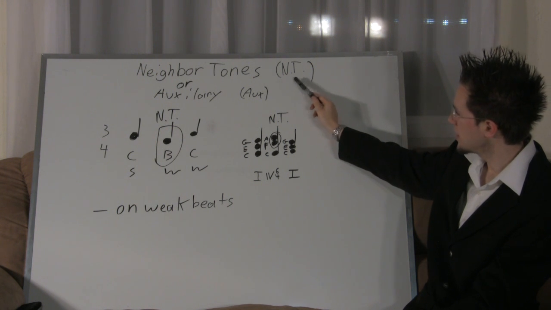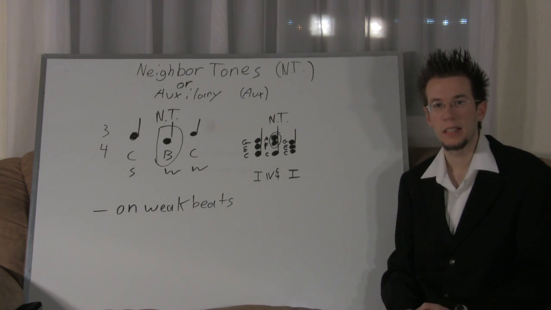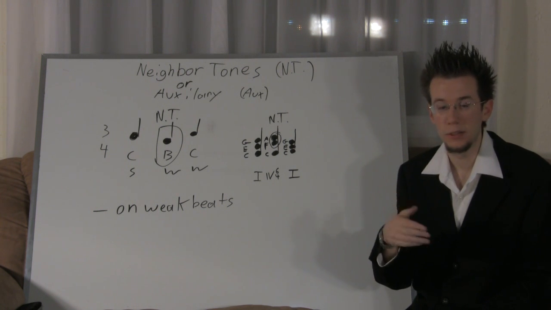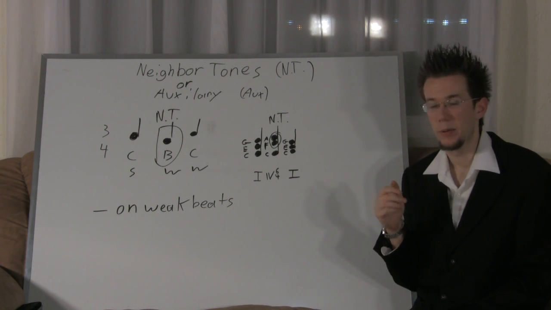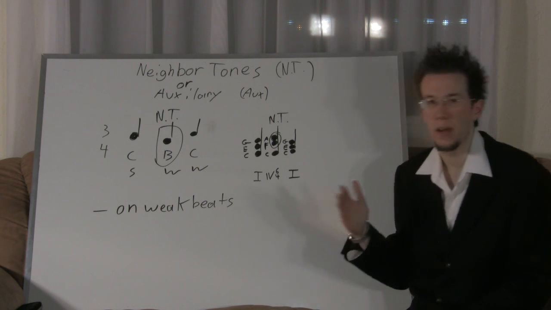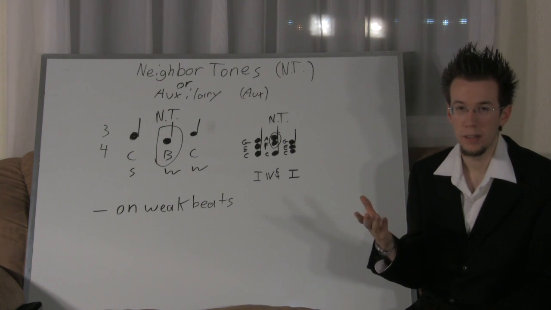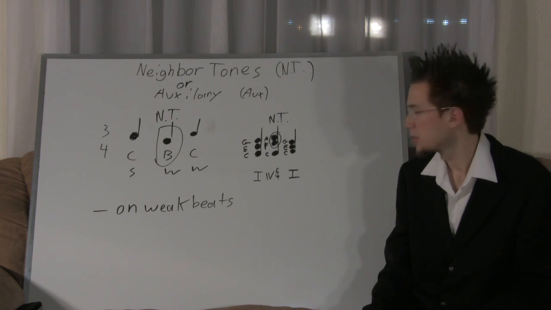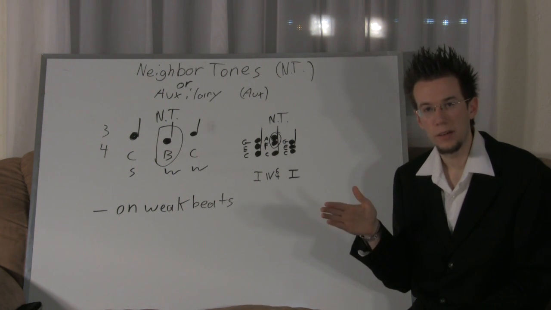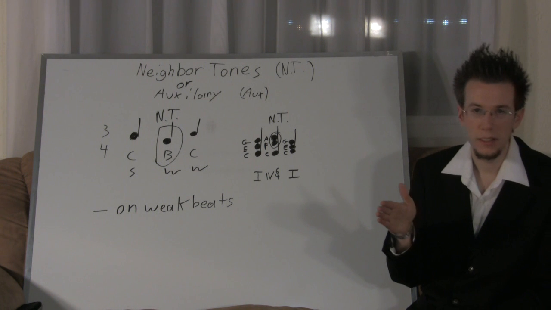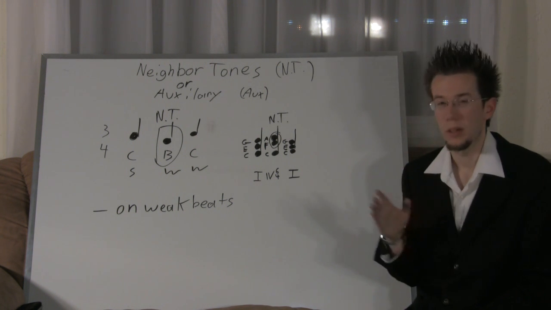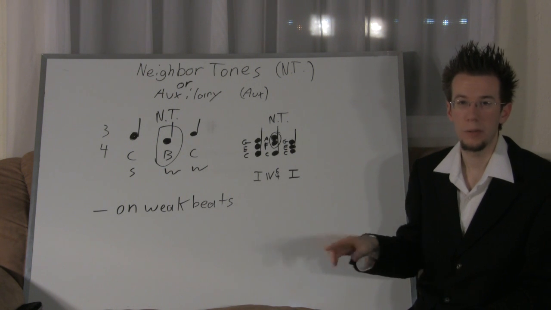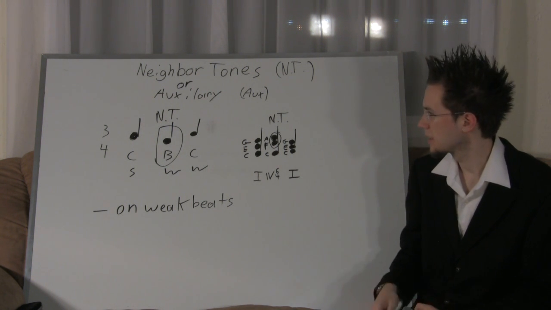So neighbor tone, NT. A neighbor tone is sort of like if you go for a walk to the park and then you come back, or you go to your neighbor's house and then you go back to your house, right? Or you go to your mailbox and then you come back to your house again. So it's sort of like you're on a note, you go away from that note, and then you come back, okay? A neighbor tone is always in step motion, so it can either be one up or one down away from whatever your key is going to be.